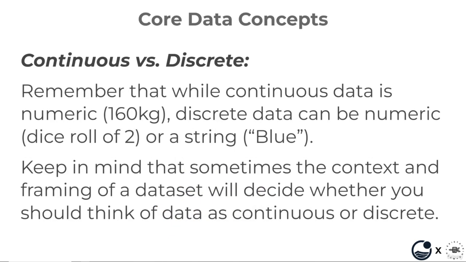And remember that while continuous data is numeric, such as a weight being 160 kilograms, discrete data can be numeric, like a dice roll of 2, or a string, like the color blue. You should also keep in mind that sometimes the context and framing of a dataset will decide whether you should think of data as continuous or discrete. And in fact, when you're communicating with your colleagues about data, context is super important.